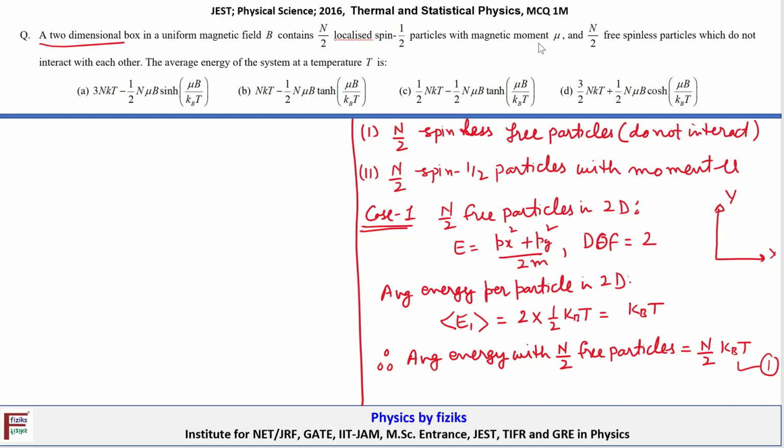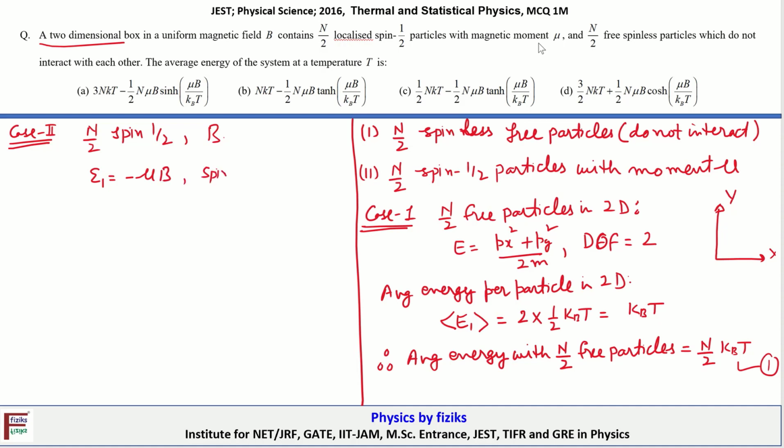Now let's see what is the average energy content associated with n by 2 spin half particles. That's case 2. In case 2 we are having n by 2 spin half particles in magnetic field B. Now each spin has two different options. The first one is that it can align along the field direction, so that the corresponding interaction energy is E1, that is minus mu dot B, when the spin is along the field.